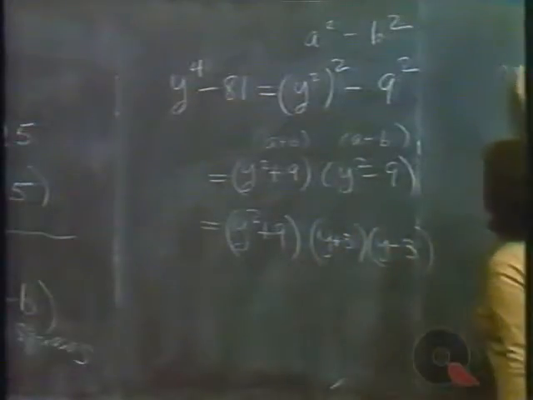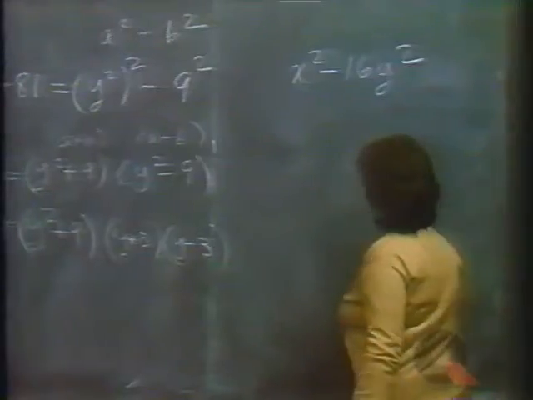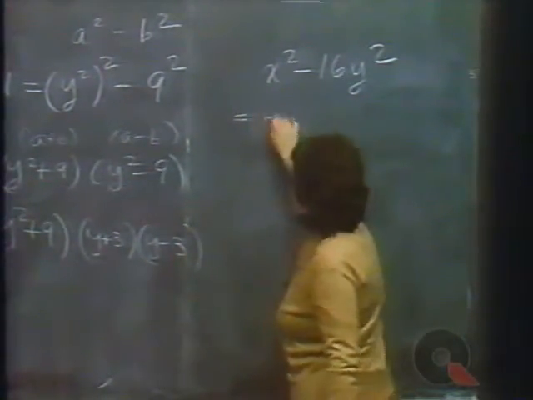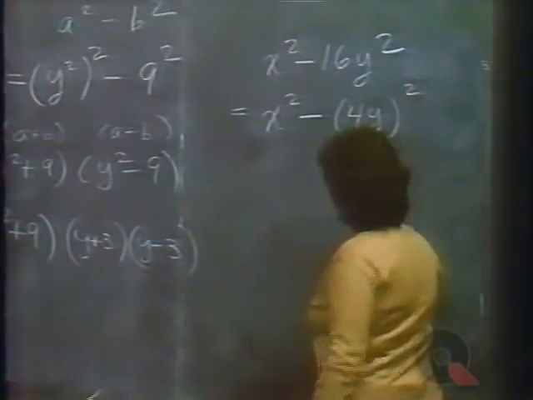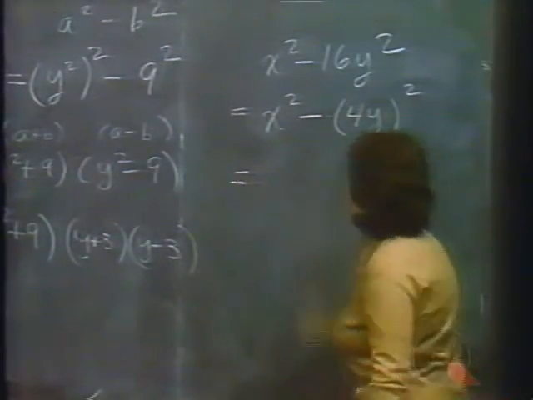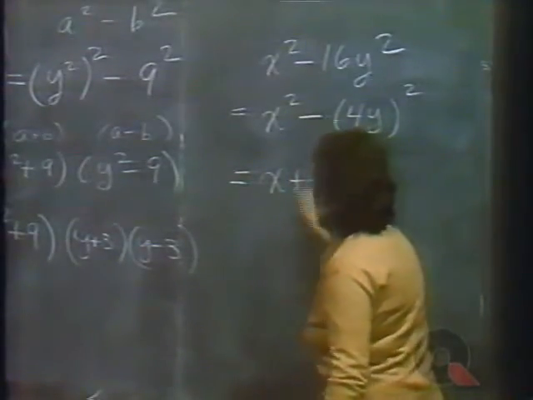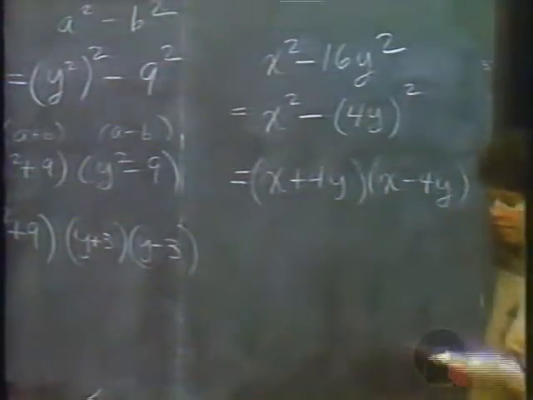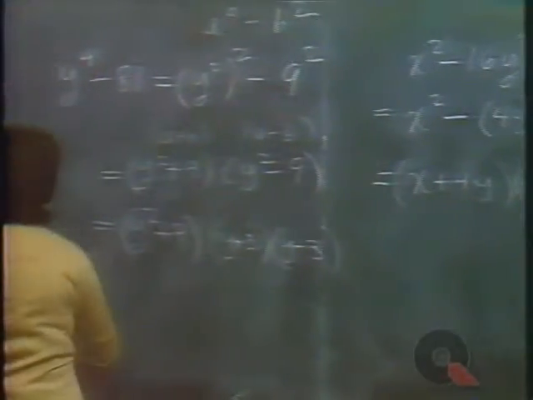How about x squared minus 16y squared? This is really x squared minus 4y in parentheses squared. This is like, once again, a squared minus b squared. It can be written as a plus b, or x plus 4y times x minus 4y. Let's finish the tape with one more example.